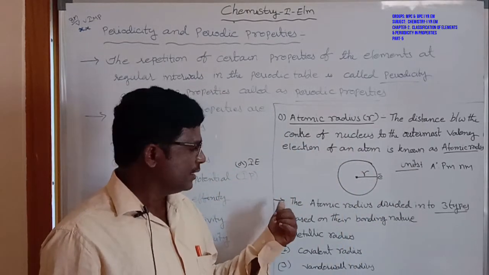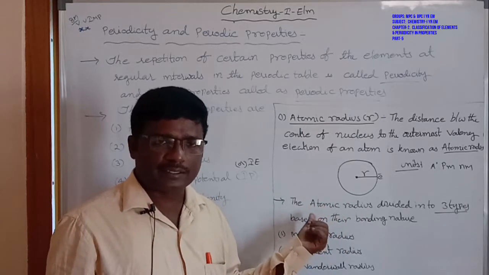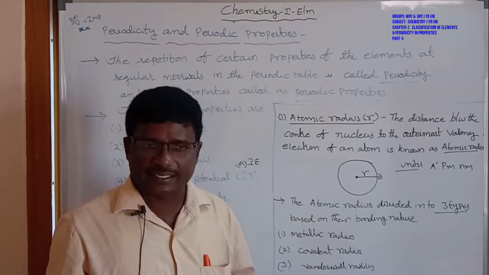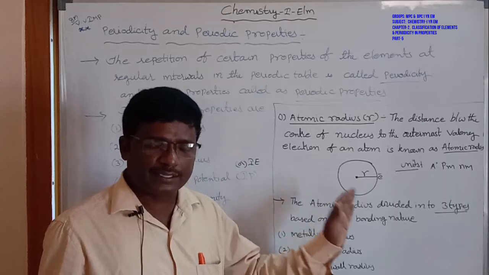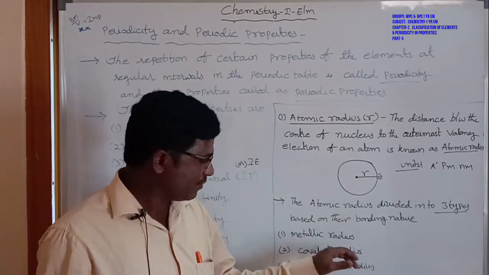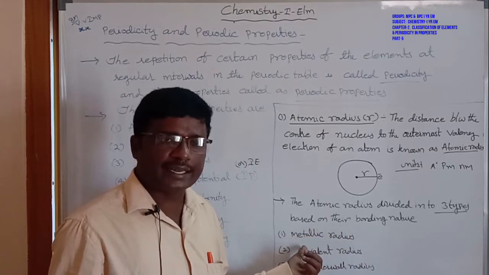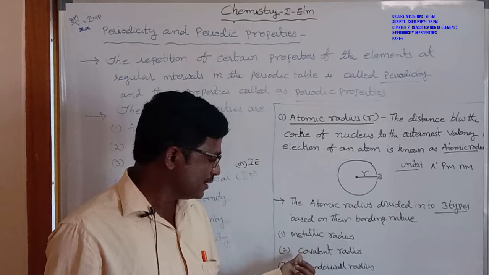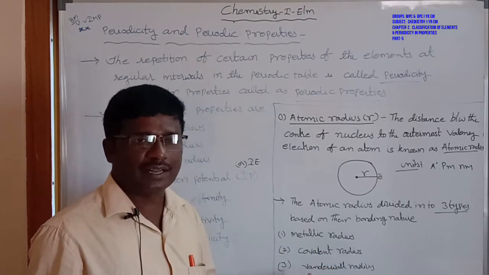Next, the atomic radius is divided into 3 types based upon their bonding nature. The first one is the metallic radius, or crystal radius. The second one is the covalent radius. And the third one is the van der Waals radius.